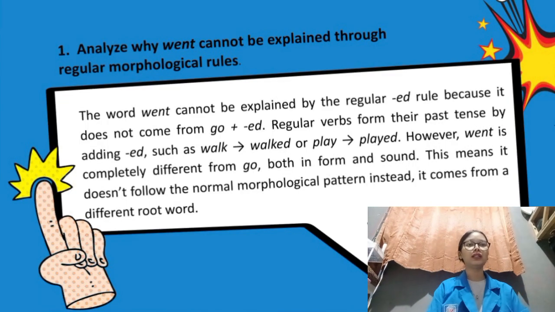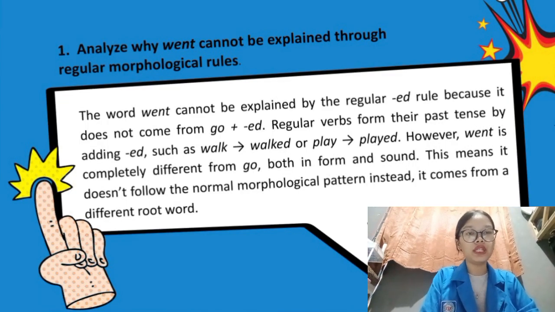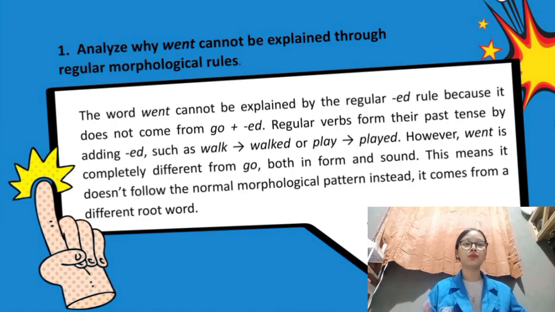For number one, analyze why went cannot be explained through regular morphological rules. The word went cannot be explained by the regular -ed rule because it does not come from go plus -ed. Regular verbs form their past tense by adding -ed, such as walk, walked, or play, played. However, went is completely different from go in form and sound. This means it doesn't follow the normal morphological pattern. Instead, it comes from a different root word.